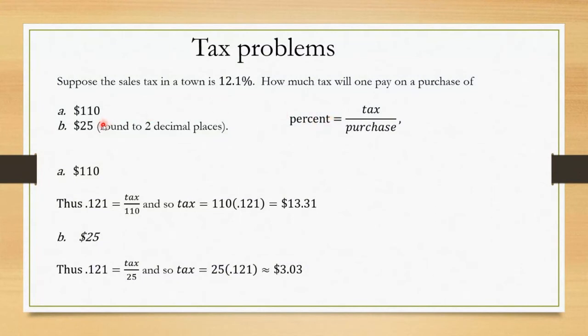So for instance, let's say we spent $110 on something. We have to pay 12.1% tax on it. Well, what's the tax going to be? Well, we're using this, right? As a decimal, 12.1% is 0.121. And that's the tax over 110. So what do we do? We cross multiply. Multiply both sides by 110. We get tax is 110 times 0.121, which is $13.31. So the tax in that case would be $13.31.